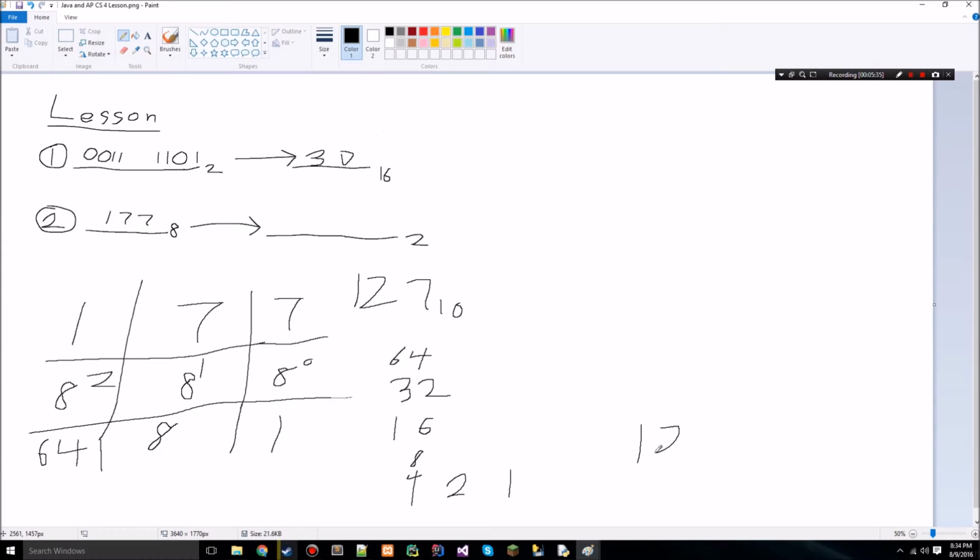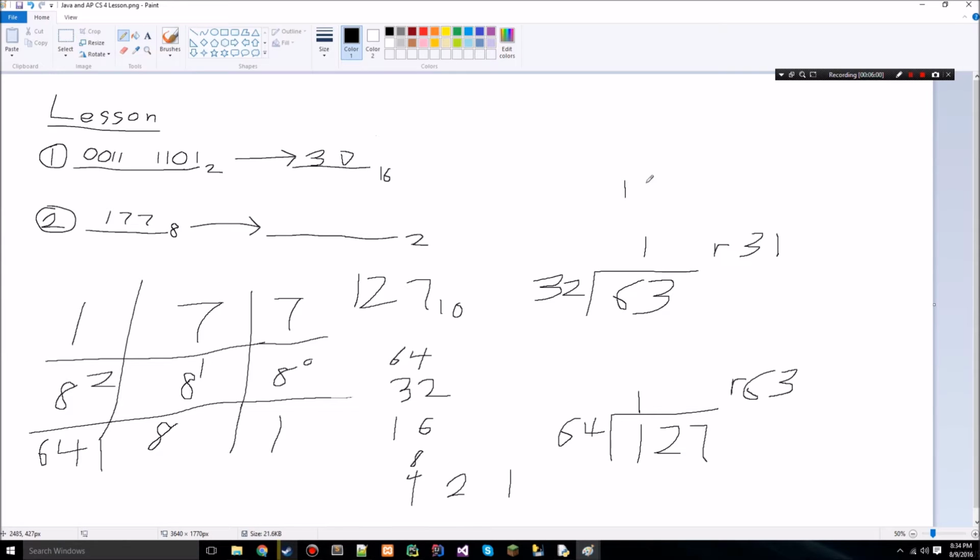So 127 divided by 64 gives us 1, and that gives us a remainder of 63. 63 divided by 32, that gives us 1 with a remainder of 31. And then 31 divided by 16, it gives us 1 with a remainder of 15.